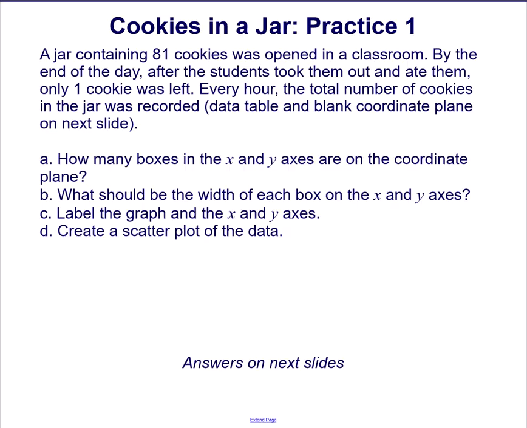Here are the 4 areas of practice we're going to pursue. Letter A, we're going to answer the question, how many boxes are in the x and y axes on the coordinate plane? Letter B, what should be the width of each box on the x and y axis? Letter C, we're going to practice giving a label to the graph and to the x and y axis. And then letter D, we're going to practice creating a scatter plot of the data.